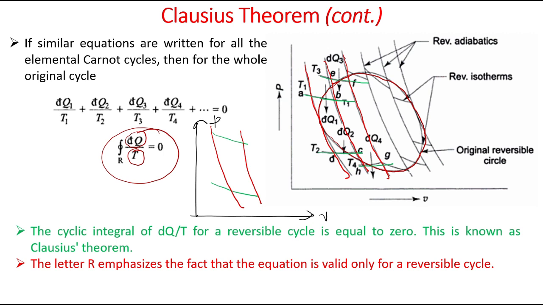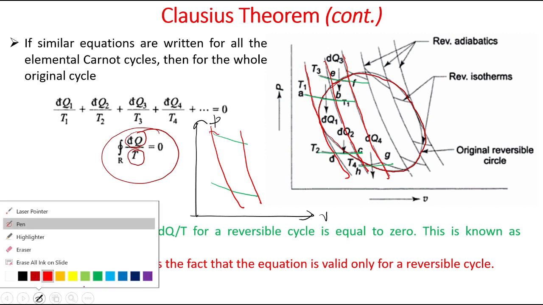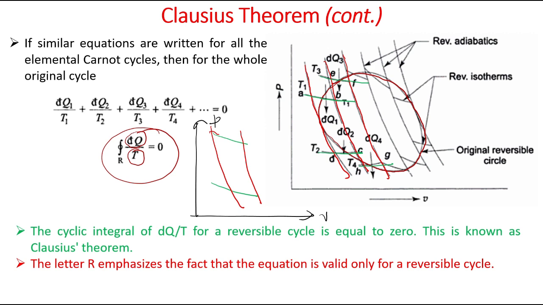So, what is the integral of dQ by T? Note that in the cycle, this is an isotherm, where the temperature remains constant. A reversible adiabatic line has heat transfer equal to 0, so the change in heat transfer here is also 0 because it is a reversible adiabatic. The red lines are reversible adiabatic. The green lines are reversible isothermal lines, at constant temperature.